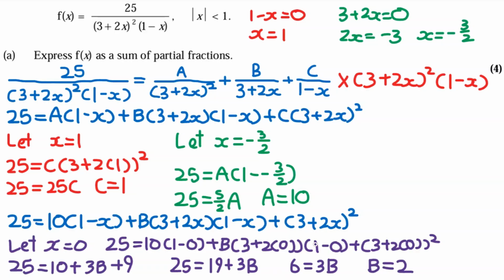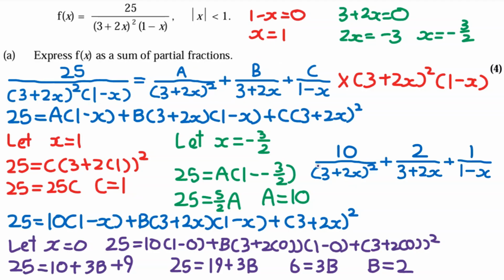So therefore we have found the values for a, b, and c, so therefore this partial fraction can be written as 10 over (3 plus 2x) squared plus 2 over (3 plus 2x) plus 1 over (1 minus x).